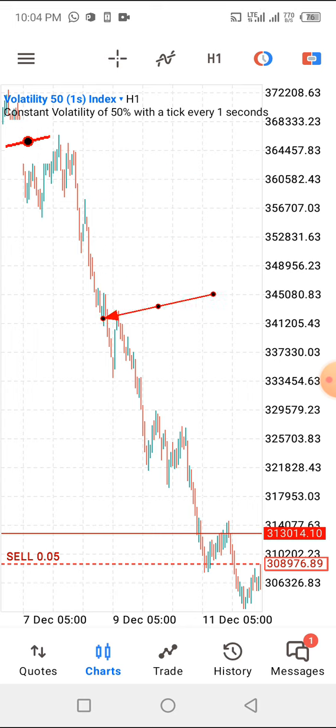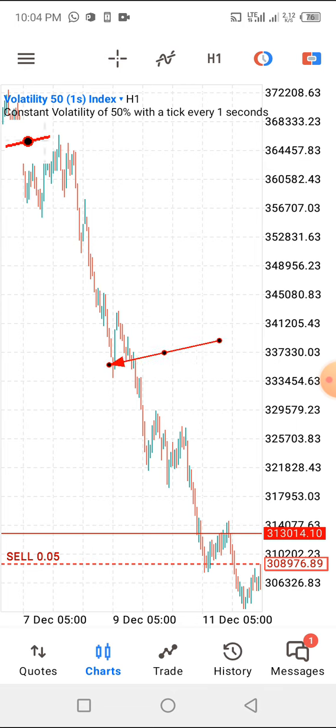As you can see, it keeps happening like that. You now see the lower highs, and we have the lower lows on this other part. This low is lower than this one, this low is lower than this one, this low is lower than this one.